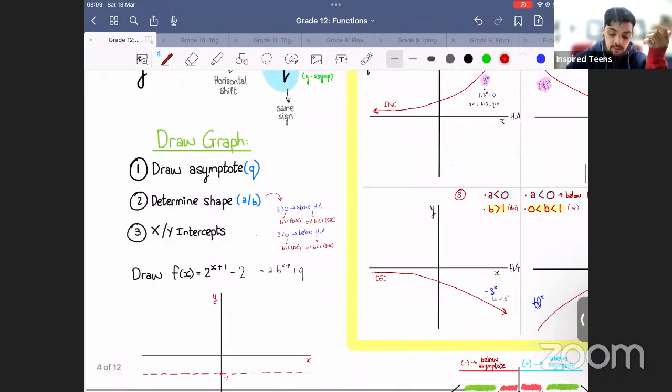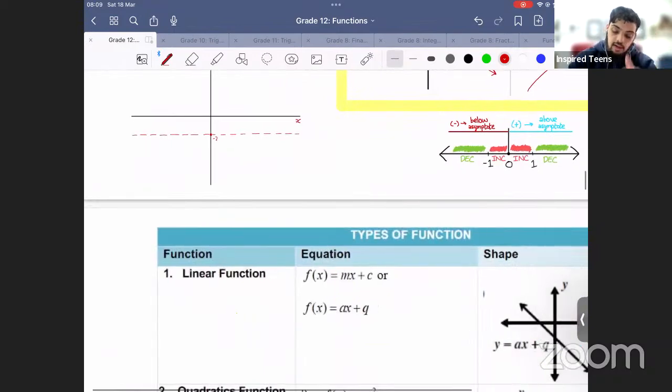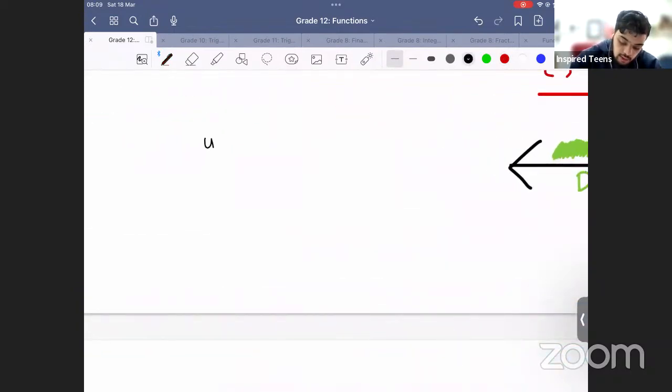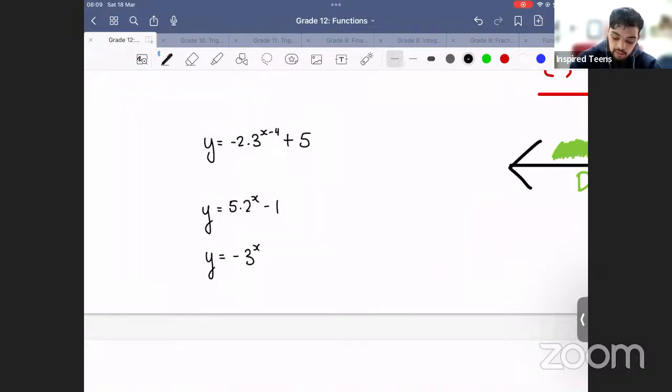Let me give you some examples of exponential equations. I could have y is equal to -2 times 3 to the x minus 4 plus 5. I could have y is equal to 5 times 2 to the power of x minus 1. I could have y is equal to -3 to the power of x. Let's work through each of them. Tell me for this one, is it above or below?